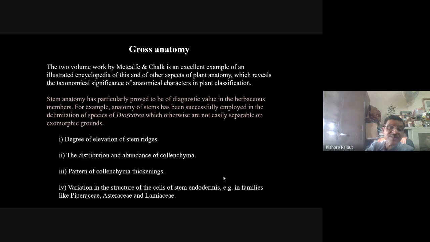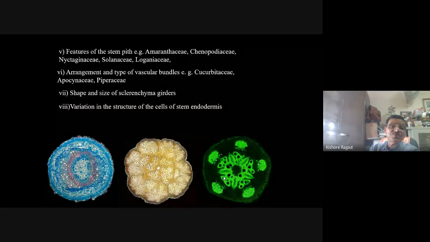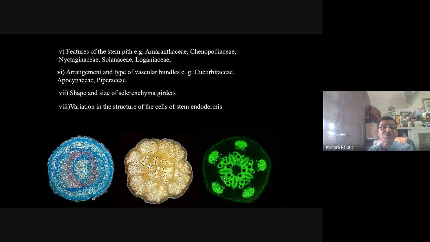The outline: how it looks, whether it has a smooth nature, whether ridges and furrows are there. Then the distribution and abundance of the types of tissues. Then parenchyma thickening, the kind of parenchyma thickening. Then variation in endodermis and pericycle. That is an important criterion used in separating Piperaceae, Asteraceae and Lamiaceae. Then the pith portion can be used for identification of families like Amaranthaceae, Chenopodiaceae, Solanaceae, Loganiaceae, because in all these cases you have medullary bundles or internal phloem. That is the basic criterion for separating them out.